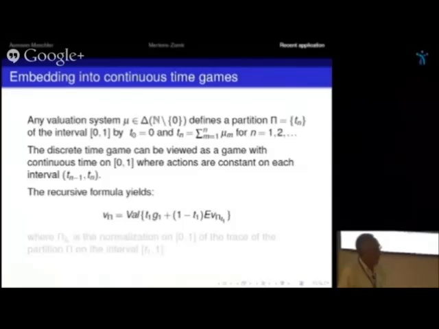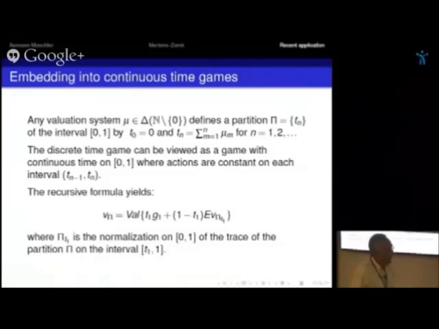Now, what is pi t1? Pi t1 is the normalization on 0, 1 of the trace of the partition pi on the interval t1, 1. So you are at time t1, and you want to write a recursive formula on 0, 1, value on 0, 1. So you normalize it again to 0, 1, exactly, and that's what you do.